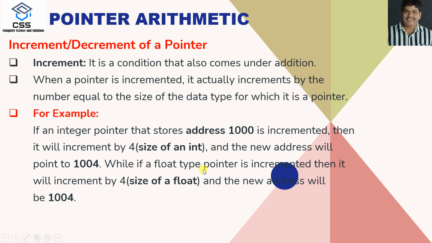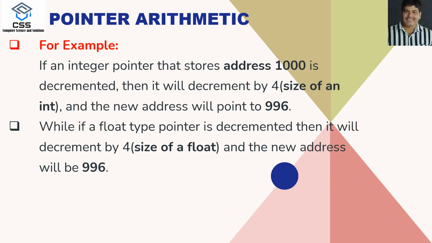If a float pointer is incremented, then it will increment by 4. Suppose the address is 1000, that will be 1004. Suppose a double carries 8. If the address is 1000, the double pointer will be incremented by 8 bytes. Here plus does not mean it will add 1. It will add that much value, that is, the space consumed by the data type in memory.